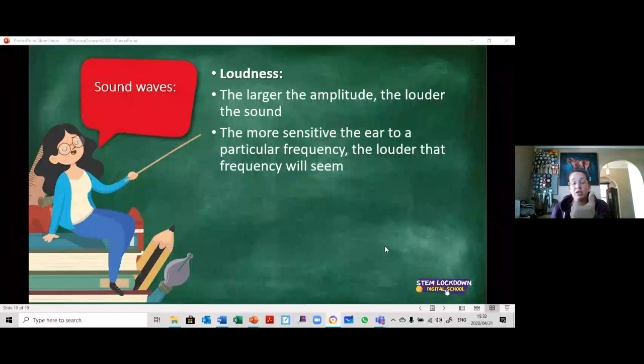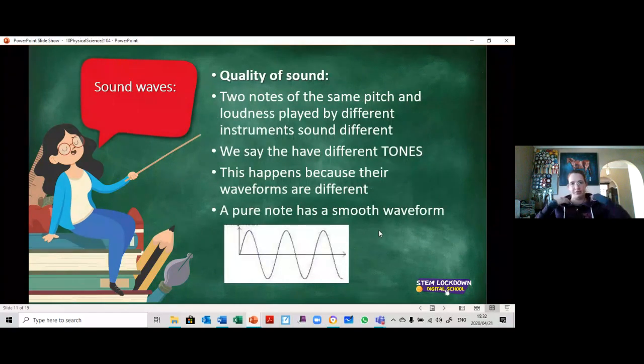So we've done pitch, which is equal to frequency, and we've done loudness, which is equal to amplitude. The last one is quality of sound. I put it all on here, and I know it's a bit in your face, but just think.